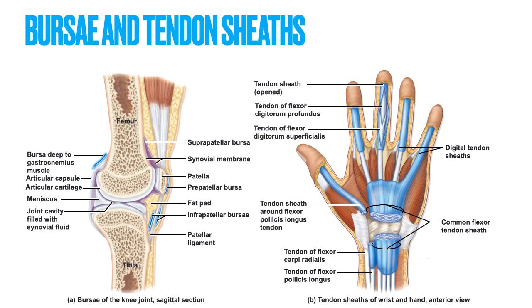All right, and then if you look at the very top of the image, you can see an open tendon sheath, and you can kind of see how that sheath just wraps around the tendon in that digit.